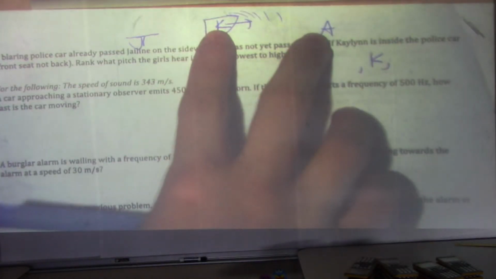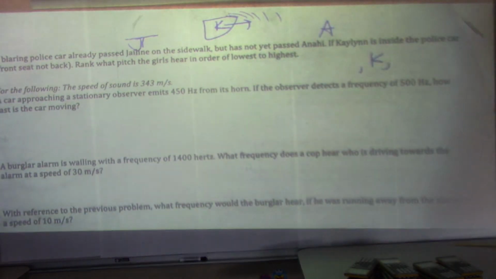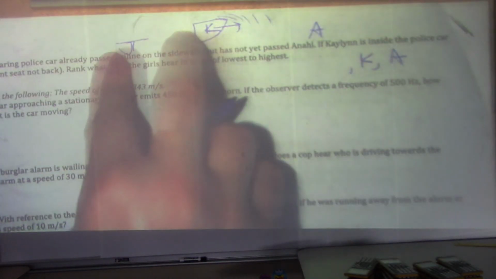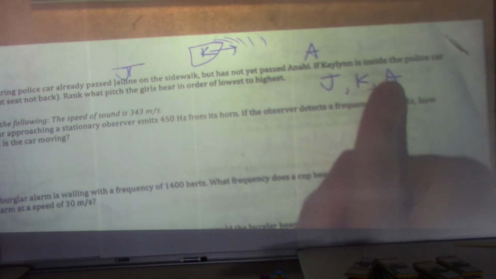The car is sending out sound waves. Anai and the car are going towards one another, so she's going to hear a higher pitch, and then Jaylene is going away, so she's going to hear a lower pitch. So lowest, medium, high.